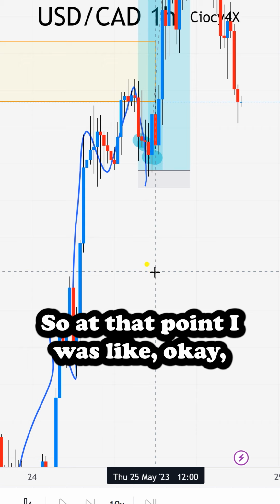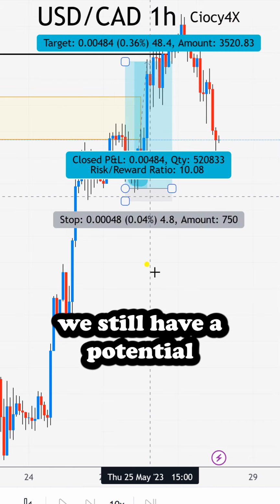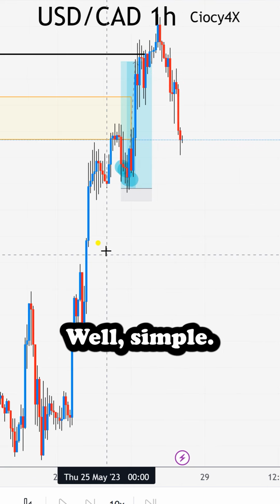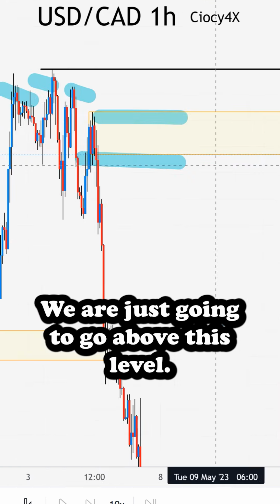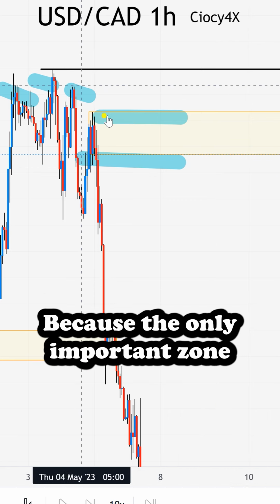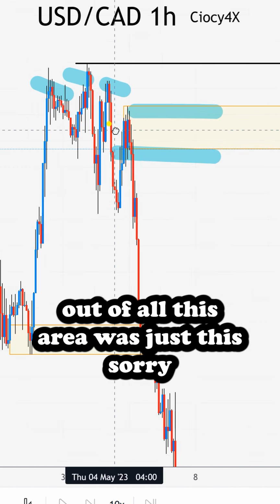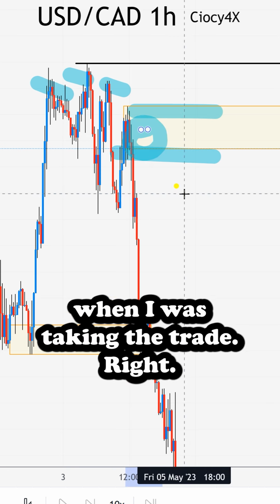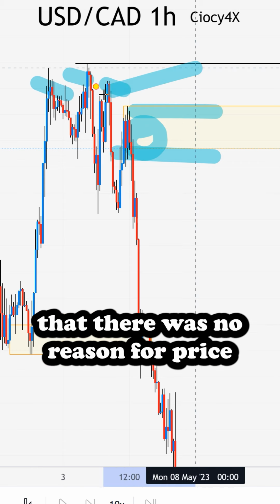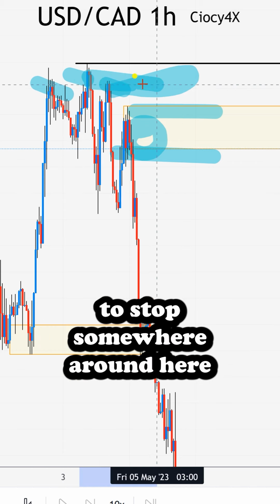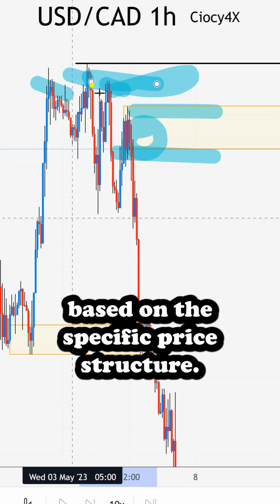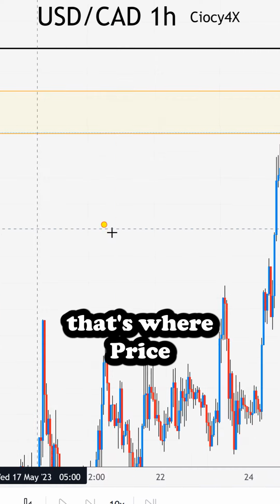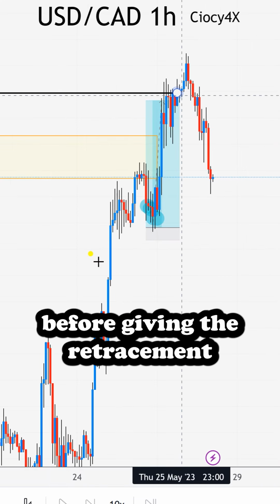So at that point, I was like, okay, this is beautiful, because it's telling me that we still have potential to go to the upside. And if we go to the upside, where do you think we're going to go? Well, simple. We are just going to go above this level. Why? Because the only important zone out of all this area was just this level over here, which didn't give enough reaction to the right side where I've taken the trade. So at that point, I knew that there was no reason for price to stop somewhere around here, because they didn't do anything important based on the specific price structure. So that's where I targeted, and eventually that's where price went before giving the retracement to the downside.